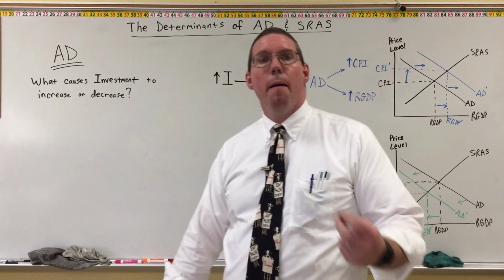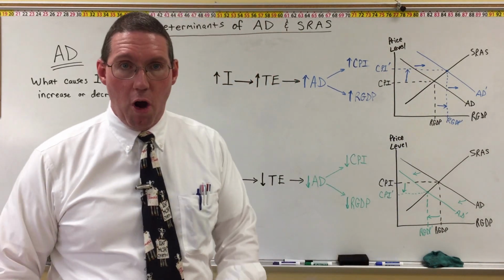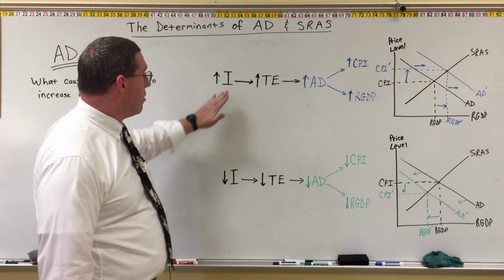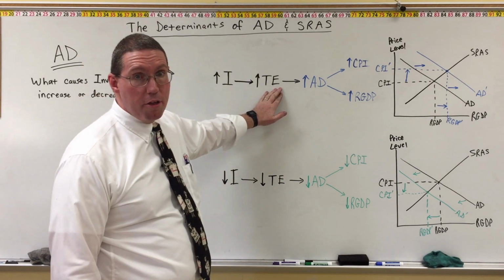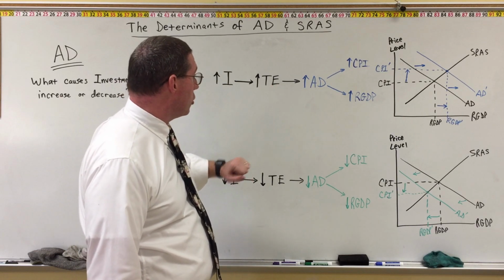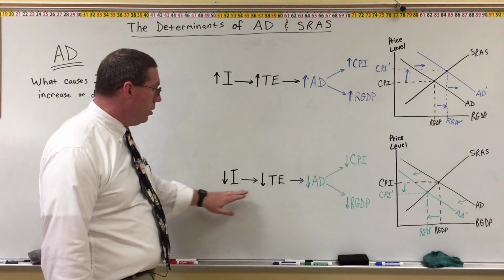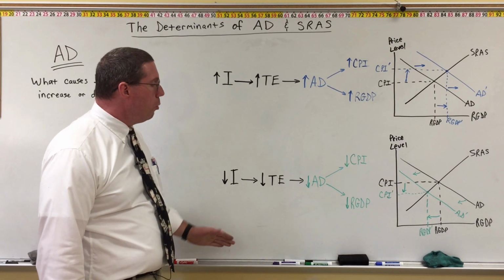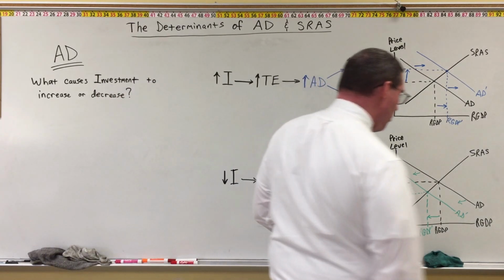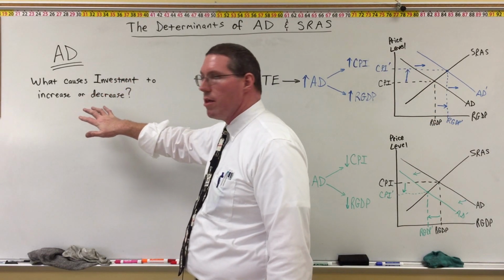So when businesses buy things that they use up, where they are the final user of the product, that is put into the category of investment. And since investment is one of the categories in total expenditure, we know that an increase in investment will lead to an increase in total expenditure, which then leads to an increase in aggregate demand. A decrease in investment will lead to a decrease in total expenditure, which would then lead to a decrease in aggregate demand.